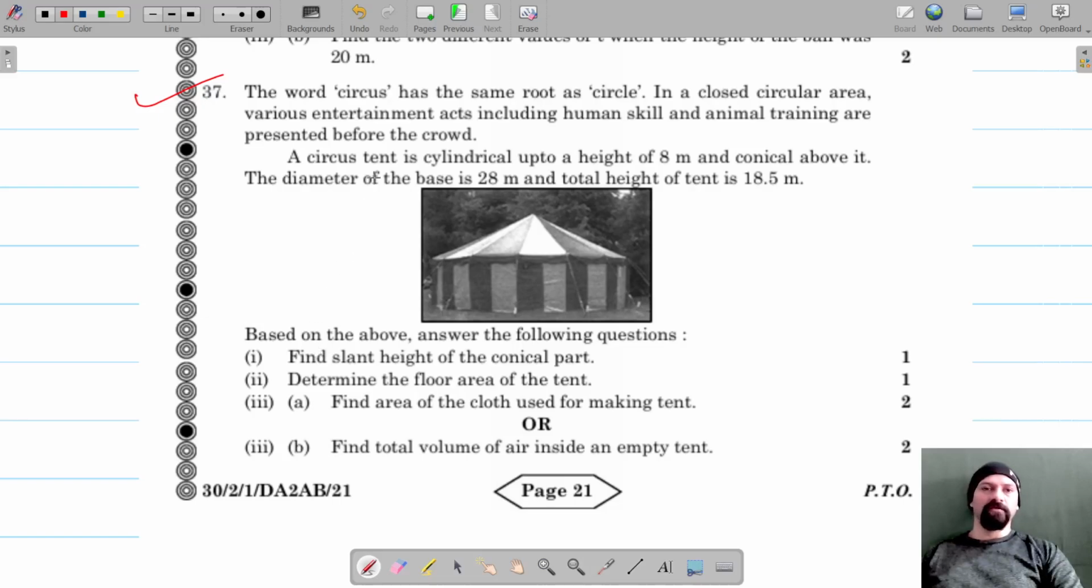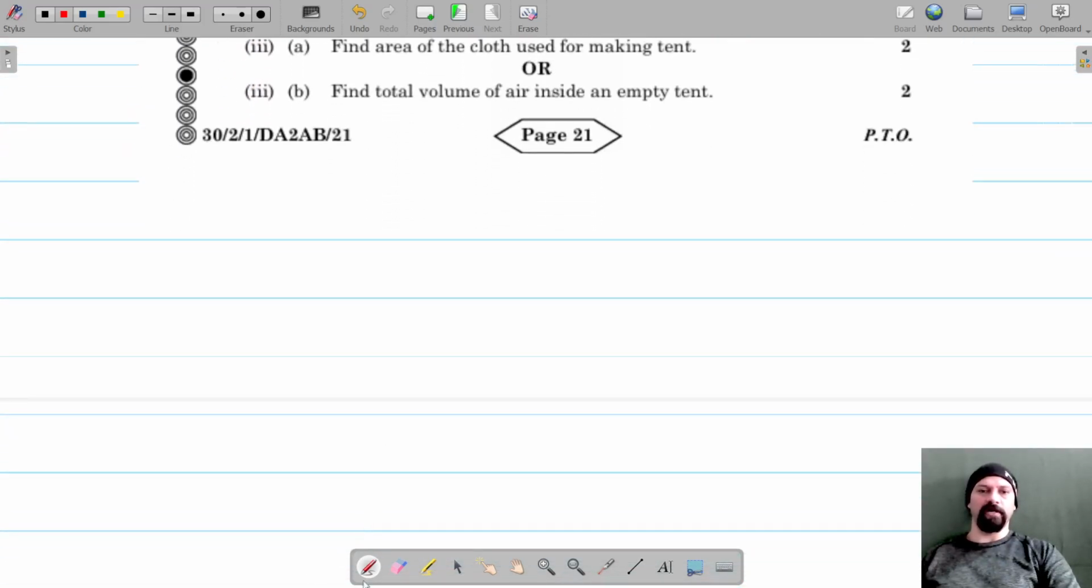It's given that the word circus has the same root as circle. So both are the same words, going in circles, and the circus is performed in a closed circular area with various entertainment acts, including human skill and animal training. Now, the circus tent is cylindrical up to a height of 8 meter and conical above it. Diameter of the base and height of the tent is given. We have to find the slant height of the conical part.